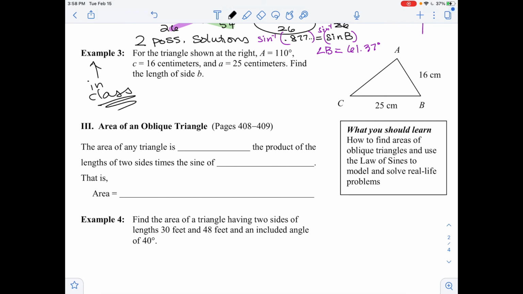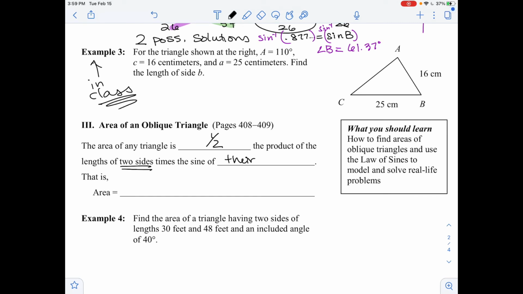So the area of an oblique triangle is 1/2 the product of the lengths of two sides times the sine of their included angle. So that means the area is 1/2 times the two sides times the sine of the included angle. It could be 1/2 side A times side B times the sine of angle C, or it could be 1/2 A times C times the sine of angle B.